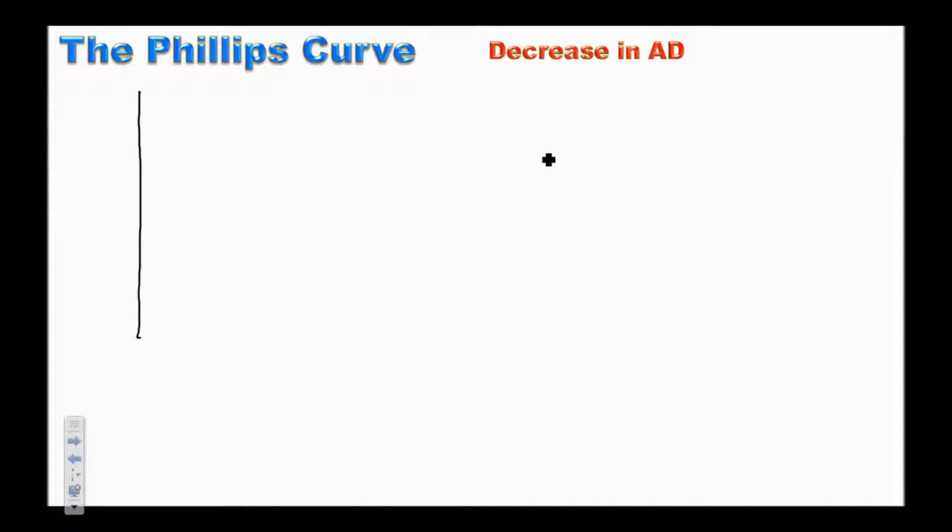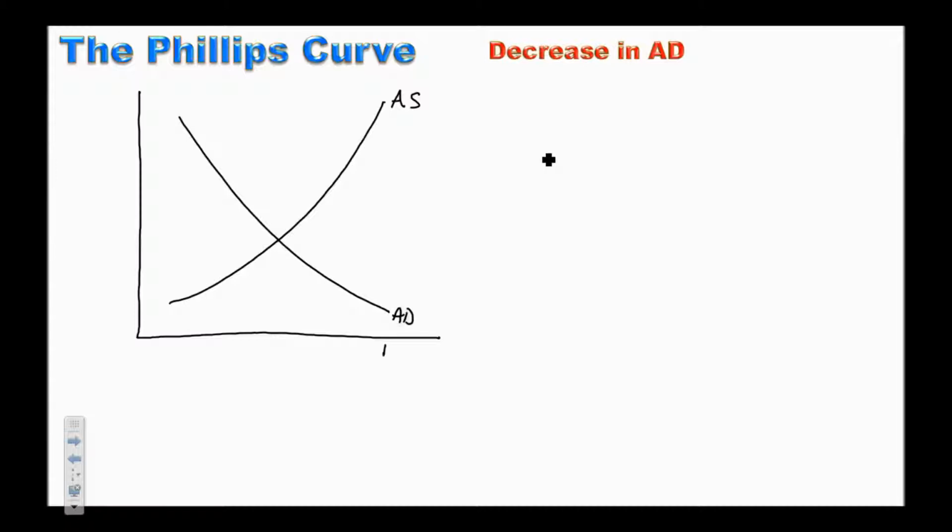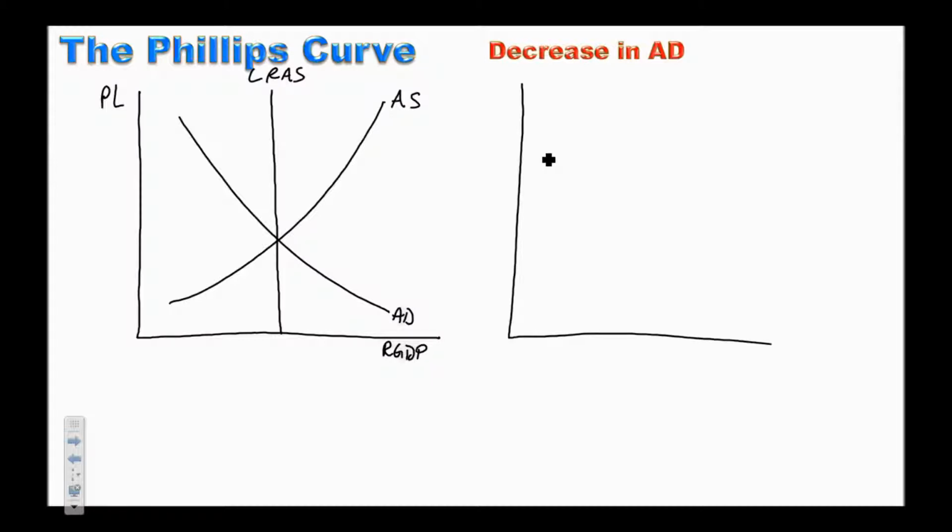So I'm going to draw the aggregate demand, aggregate supply curve. Here's our AS curve, aggregate demand. We have real GDP and price level. Okay? I'm also going to put our long-run aggregate supply curve in here. Okay? And then right next to that, I'm going to draw our Phillips curve. Okay, so we have our short-run Phillips curve. And we have the unemployment rate on the x-axis, inflation rate on the y.